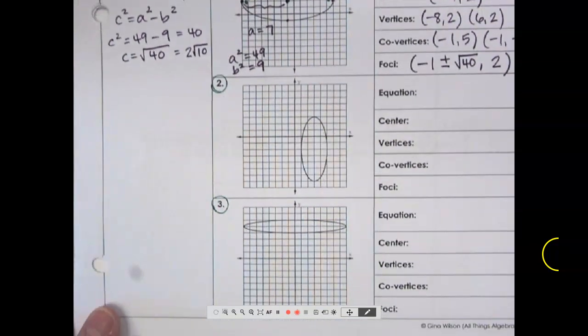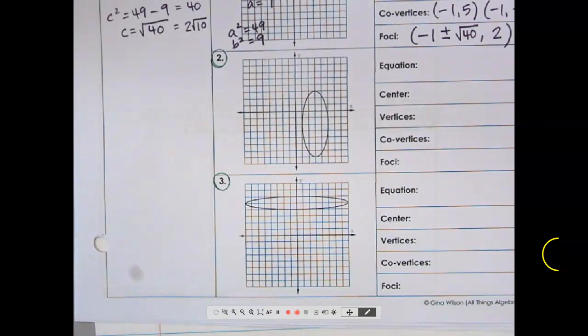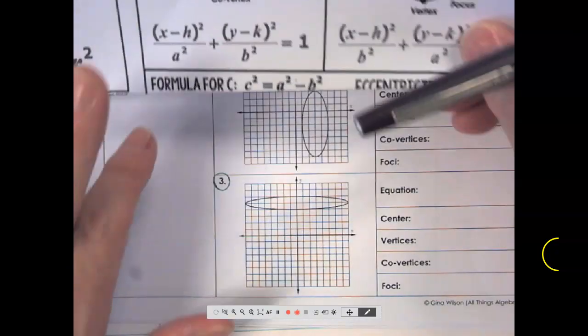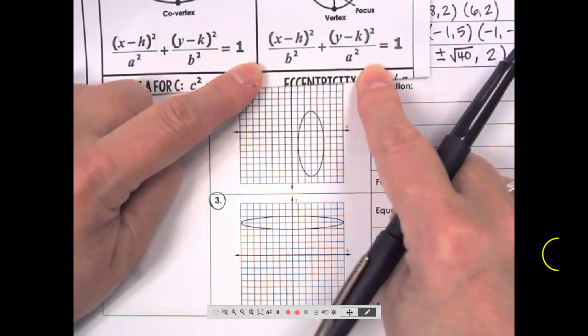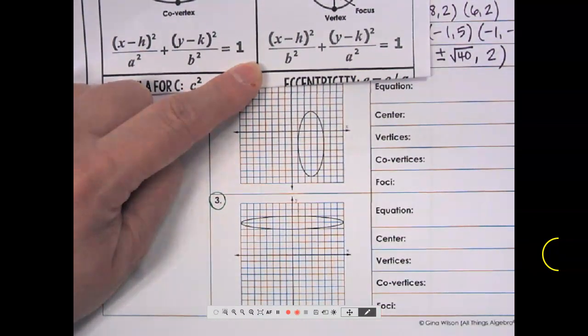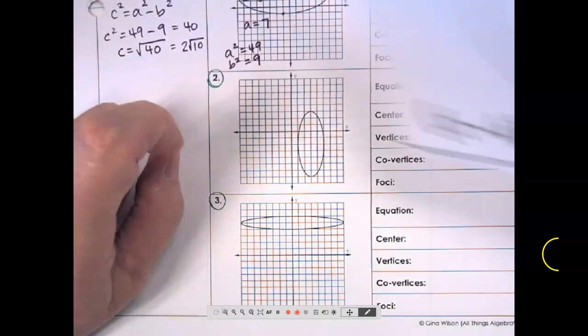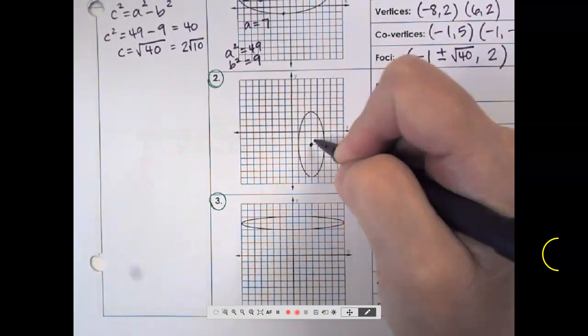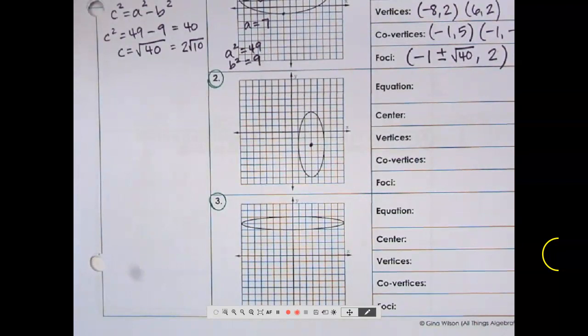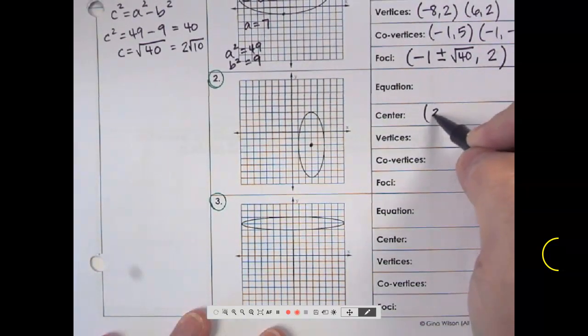Okay, so number 2. This one is vertical. Clearly, right? No guessing, it's vertical. So here's the formula I'll be using. I need to figure out the same 3 things: the center point, a squared, and b squared. So we're going to eyeball where the center is. Right there. What's that ordered pair? (3, -2).